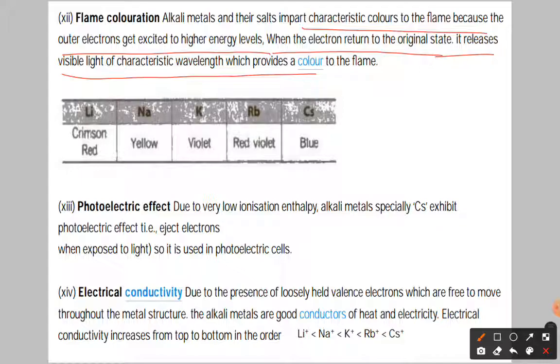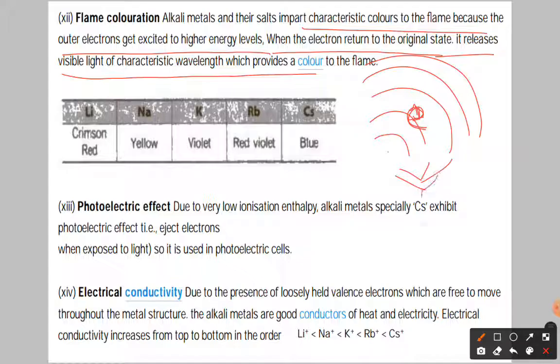So here, what is happening? As you know very well, for example, we have this atom, and we have one electron here. When you go for heating in the burner, this electron goes to an upper orbit. As you know, if you give the electron energy, it goes to an upper orbit.